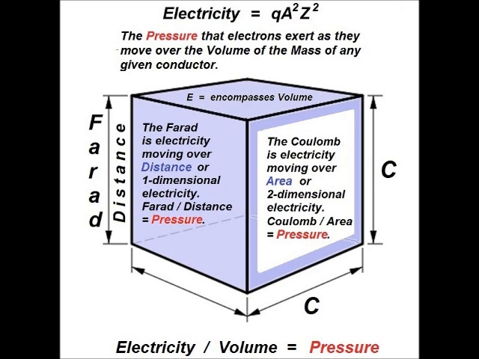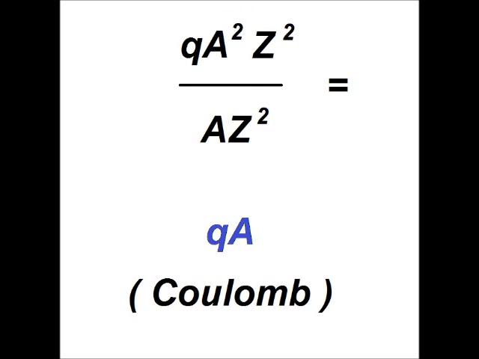And to prove this, if we divide the one equation for electricity, qa squared z squared, by one dimension, that will then give us electricity moving over two dimensions. And so if we divide qa squared z squared by az squared, which is distance, that will then give us electricity flowing over this cube, but only flowing over a side of the cube, or area. Thus, qa squared z squared divided by a single dimension, which is distance, or az squared, gives us qa, which is the electrical unit for the coulomb.